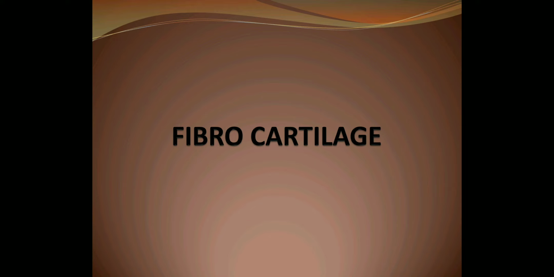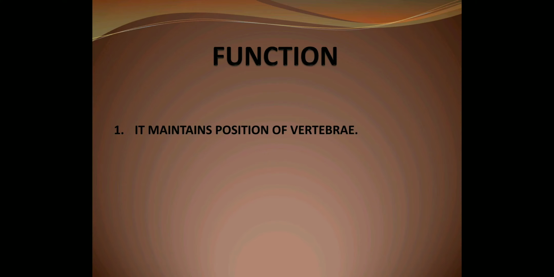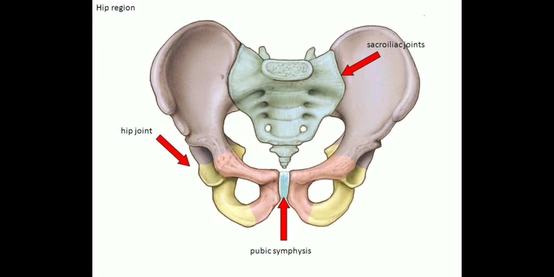Then coming towards next one is fibrocartilage. Here you will find perichondrium is absent and matrix contains bundles of collagen fibers, that is white fibers. There will be few chondrocytes and those chondrocytes are scattered in fibers, and it is the most rigid type of cartilage. Main function is that it maintains position of vertebra, and it is normally found in intervertebral discs. Then you will see it is found at pubic symphysis.